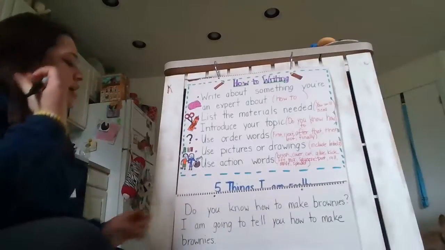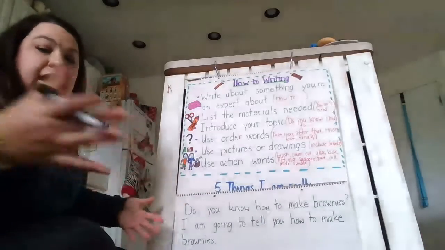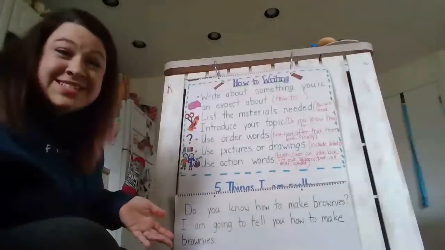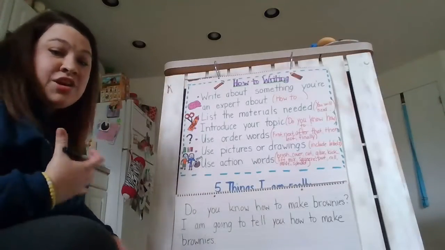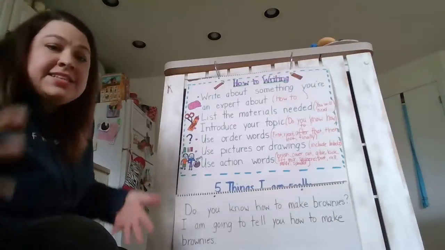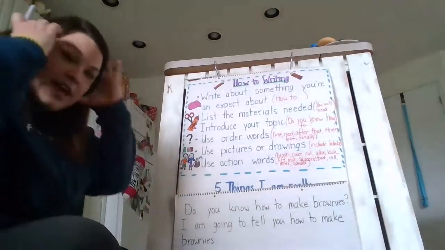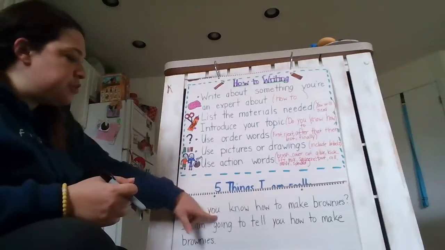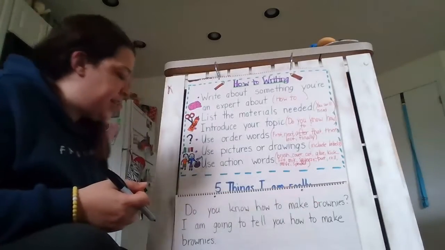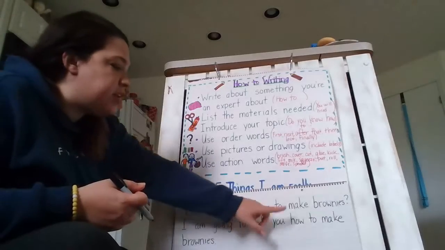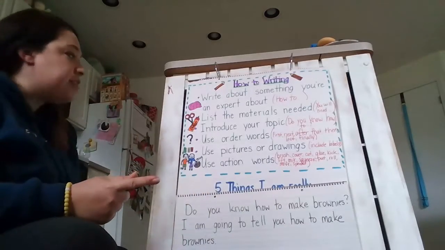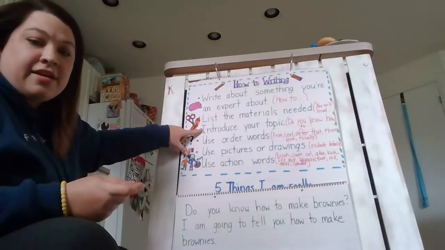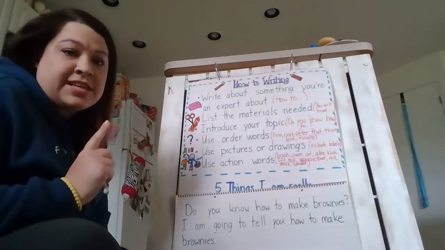Okay, so you can write something very similar. Do you know how to make, or do you know how to do? Do you know how to play soccer? Well, I'm going to tell you how to play soccer. I'm going to tell you how to make the brownies. Okay, that's your job. So we have, do you know how to make brownies? I am going to tell you how to make brownies. That's your introduction. That's introducing the topic. Okay, so that's the first thing you're going to do today.